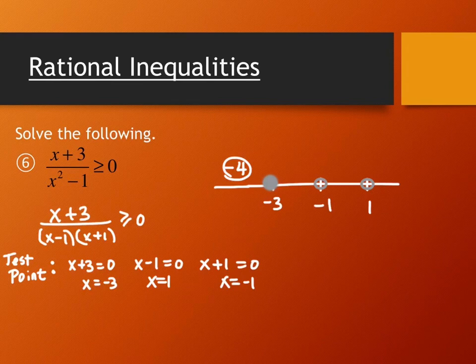What would you like to test between -3 and -1? -2. That's a convenient value. How about between -1 and 1? 0. It's the best value to test ever. If you ever have an opportunity to test 0, by all means, test it. And I need a value bigger than 1. 2. Okay, so again, if you chose different values, it's not going to hurt anything.